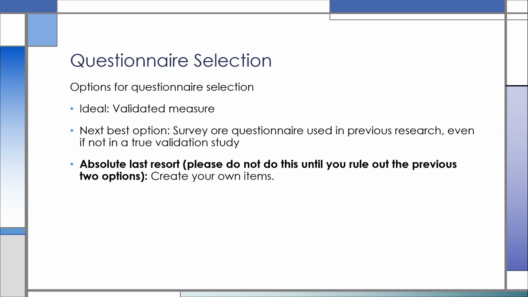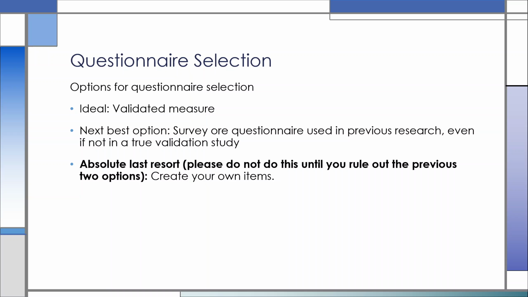The options that you have for questionnaire selection are ideally you'll find a validated measure, and just to reemphasize, a validated measure is one on which a validation study was conducted that you can then use to reference in your study. If there is no validation study for a measure you want to use or for a construct you want to assess, the next best option is to find other research that has looked at a similar construct and see if you can adapt the survey methodology they used in their study.